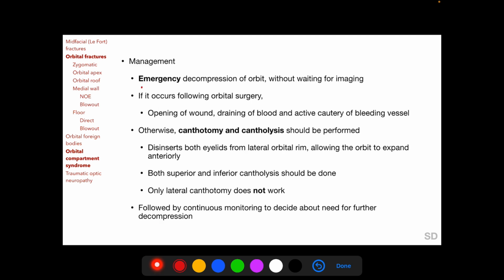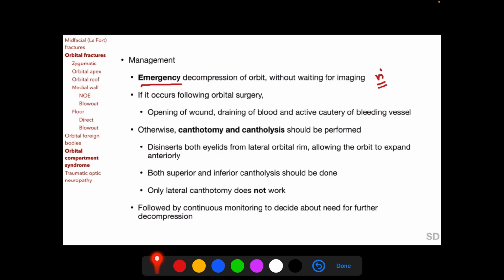As we have mentioned, emergency decompression of the orbit should be done immediately when we encounter a patient with orbital compartment syndrome without waiting for imaging. So if a patient develops an orbital compartment syndrome following a retrobulbar or peribulbar anesthetic injection, we have to intervene immediately to protect the patient's vision, and this is very important to remember. If orbital compartment syndrome occurs following orbital surgery, the incision of the orbital surgery should be opened, the blood drained, and active cautery of the bleeding vessel should be done.